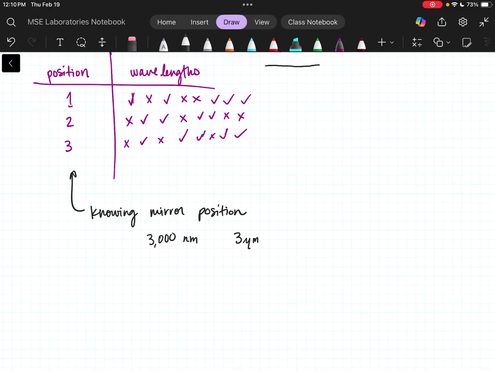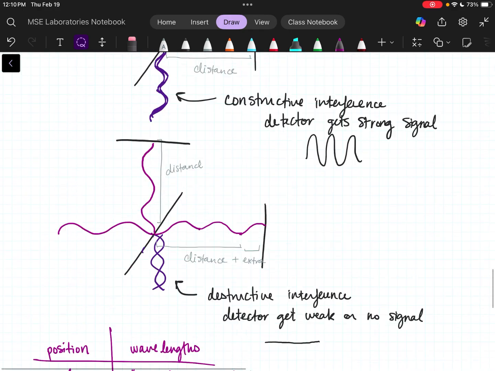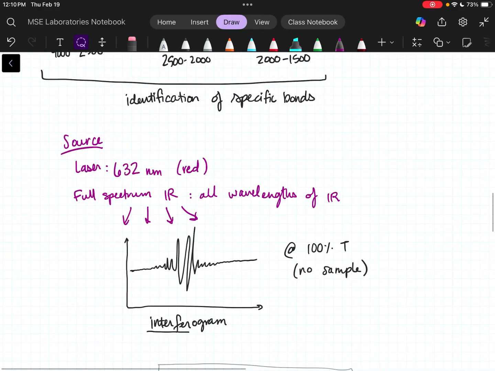Why? Because we are working on the range of, say, 3,000 nanometers. That's 3 micrometers. The next wavelength bigger than that is 3,001 nanometers. I have a difference of 0.001 microns. Having a motor that is this sensitive is tricky.